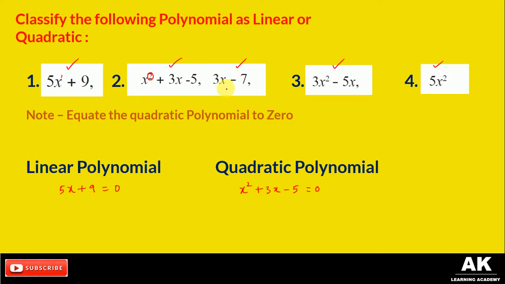Third equation is 3x minus 7. Degree of this equation is what? 1, right? So I can write it as a linear polynomial, 3x minus 7. Fourth equation is 3x square minus 5x. Here the degree of the equation is 2. Therefore 3x square minus 5x is equal to 0 is a quadratic equation. And the last equation is 5x square, right? The degree is 2, therefore it is a quadratic equation. So 5x square is equal to 0.